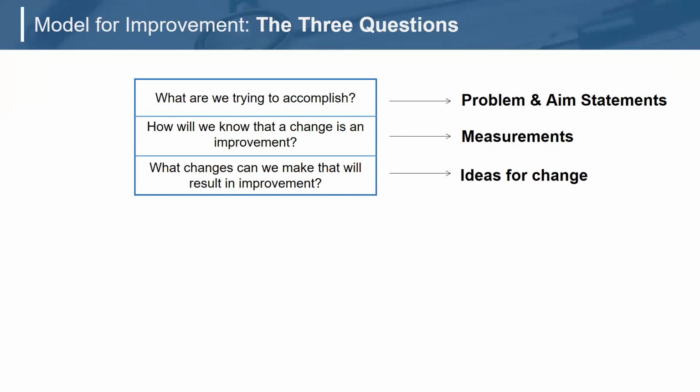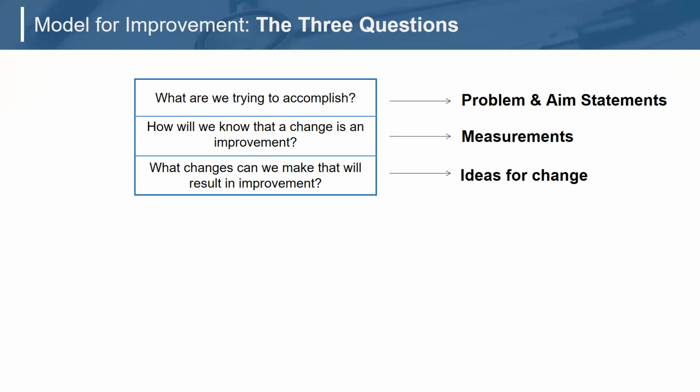That's our problem and our aim statements. How will we know the change is an improvement? That's our data piece. We need to measure the system. We need to know what it's doing at baseline or at current state. And then we need to know what it's doing throughout the project. And then hopefully after the project, we're able to sustain those gains.